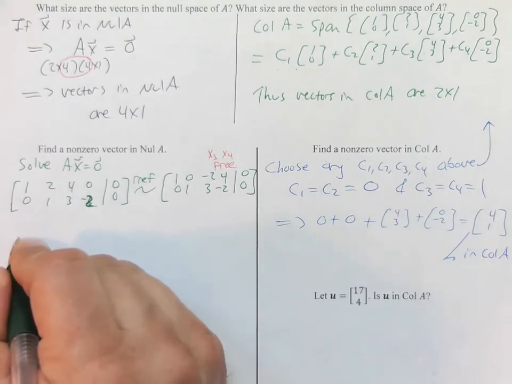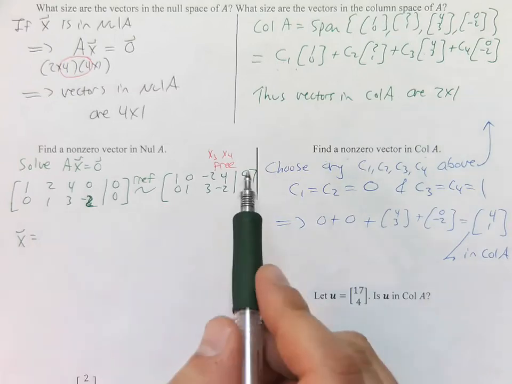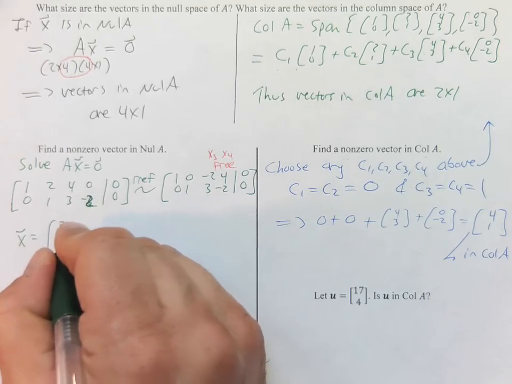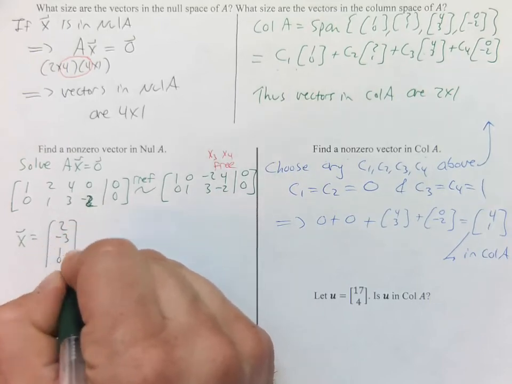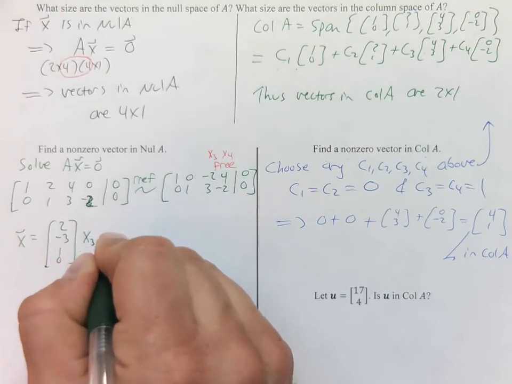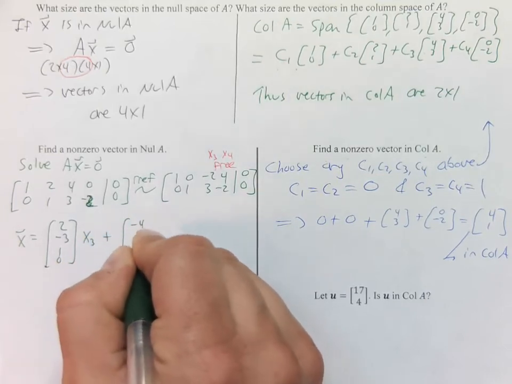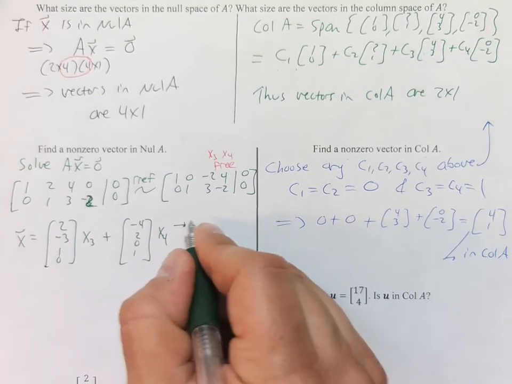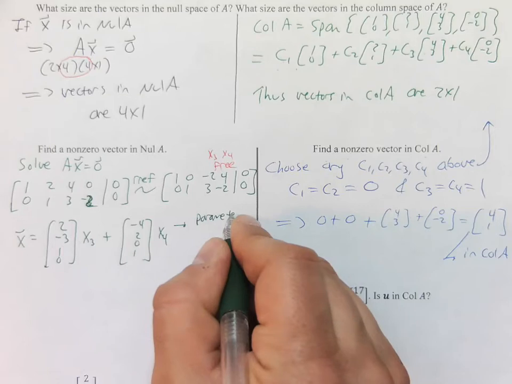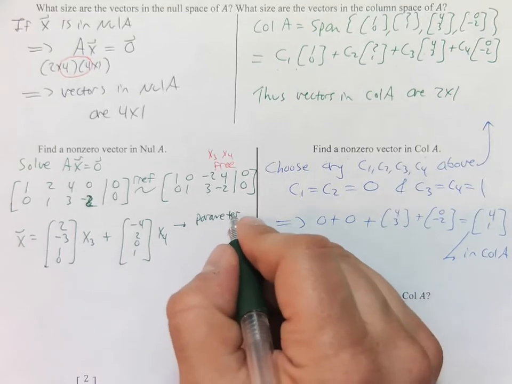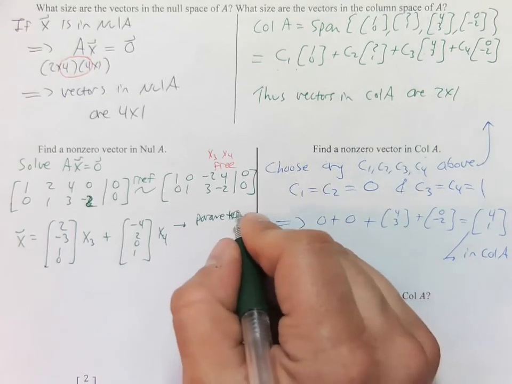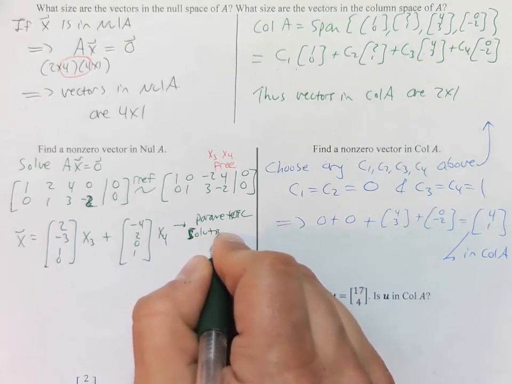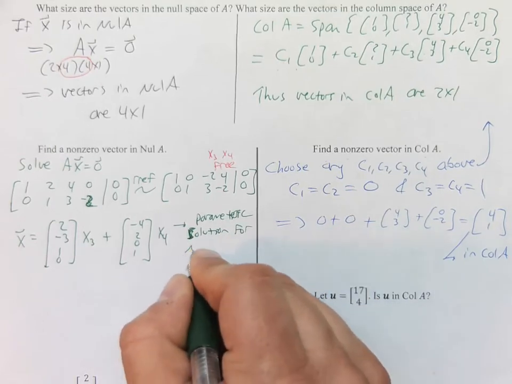The solution to this is going to be x equals, you're going to get, again, x3 and x4 in your solution. So you're going to get 2, minus 3, 1, 0 in terms of x3, plus minus 4, 2, 0, 1 times x4. As a quick reminder, this is called the parametric vector solution. There's the parametric solution for the null space.